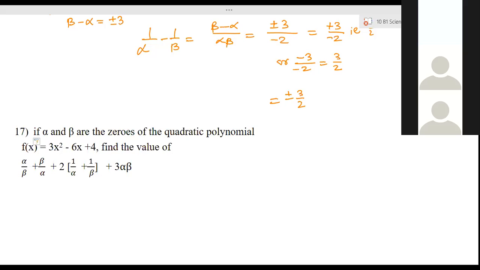16th. All of you have to solve 16, 17, 18, 19. Then I will explain type 4. Okay, ma'am.